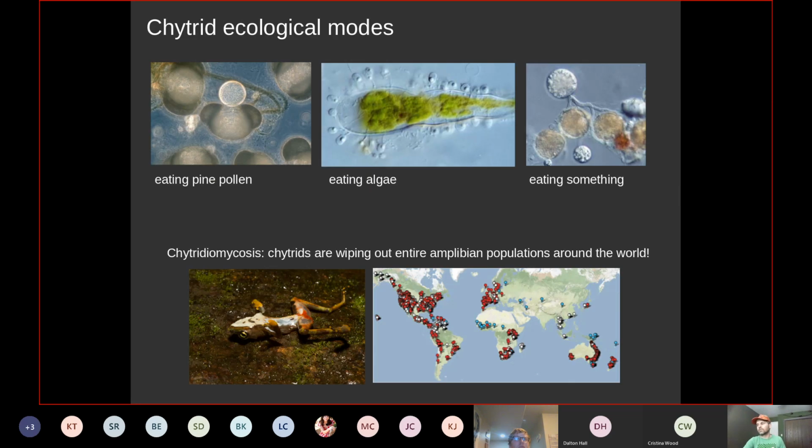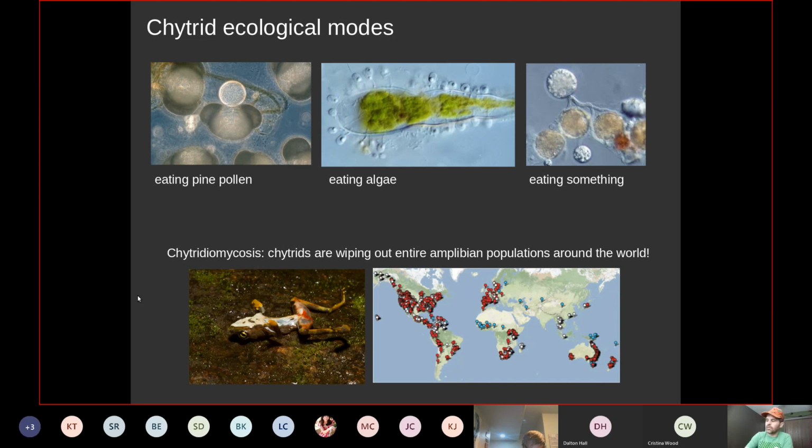Here's some actual photographs of chytrids. These are what you're going to be finding here in the top left when you add some pond water to your pine pollen. The Mickey Mouse shape here is a grain of pine pollen. The circle is a chytrid growing on it. Okay, it's one of their favorite foods. So they tend to live in aquatic habitats and wait for things to come along that they can eat. Here's one eating some algae, living algae. Here's one eating something or other.